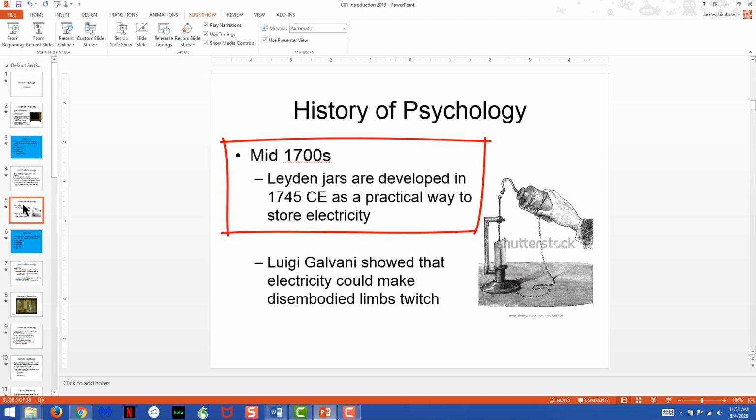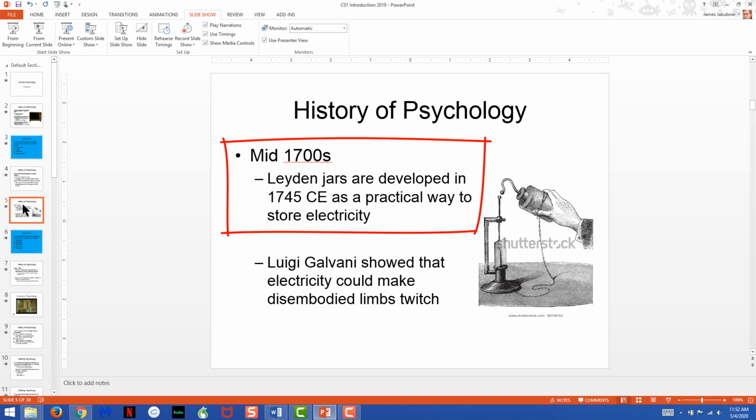During the mid-1700s, something called a Leyden jar was developed. A Leyden jar is essentially an early form of a battery. It's essentially a capacitor. A capacitor is basically a battery that discharges all of its electricity in one shot. And that's what these Leyden jars were. But it was the first time anybody actually had the capacity to store electricity in a glass bottle. And so it became a rather remarkable piece of technology at that time.